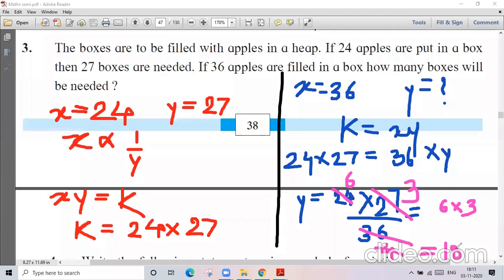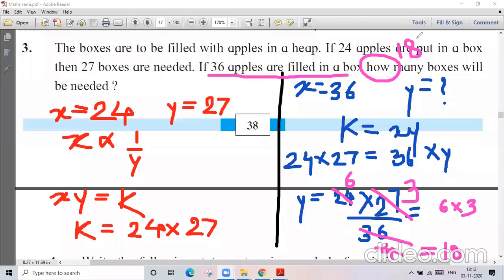That means if 36 apples are filled in a box, how many boxes are required? 18 boxes are required. किती boxes लागणार? 18 boxes लागणार. लक्षात घ्या. बघा ना, x इथे 24 होता 36 झाला. x इन्क्रीज झाला, y डिक्रीज होणार. y will be decreased. लक्ष द्या स्क्रीनवर.